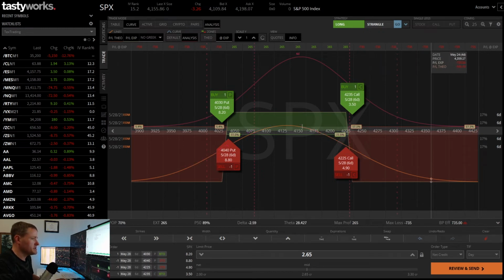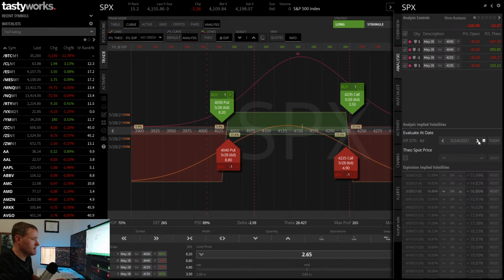And then as each day passes, if I advance to Tuesday, you'll see how this curve in real time is starting to move upwards. We move to Wednesday, Thursday, Friday, and it's fully profitable there. Obviously, as you move to the day of expiration, this curve is going to overlap with your expiration profit and loss curve. So sometimes it's helpful to see this in this view.